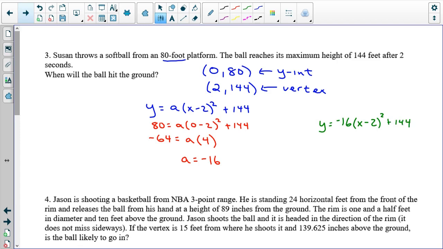And now I want to figure out when the ball hits the ground. So I want to replace y with 0. And now I'm solving. So I subtract 144.